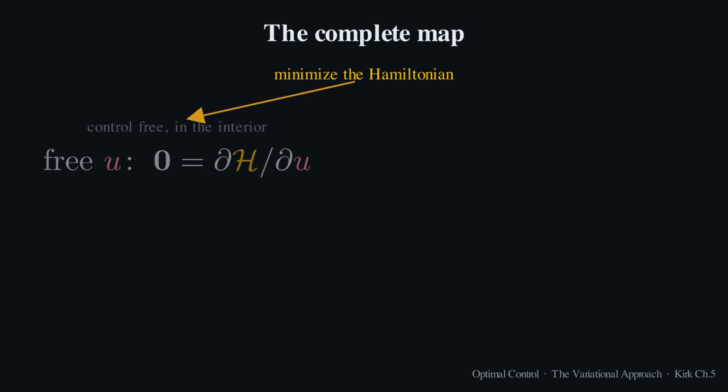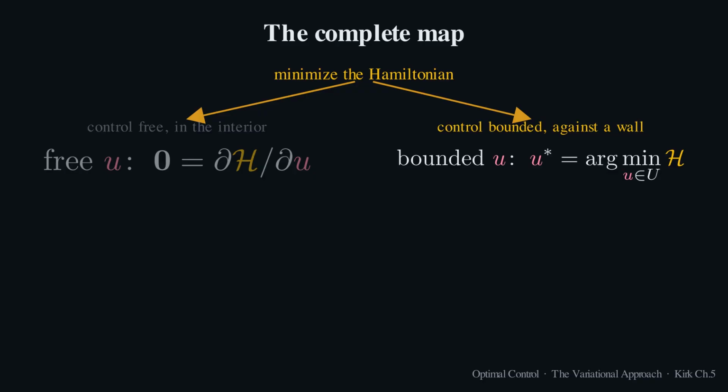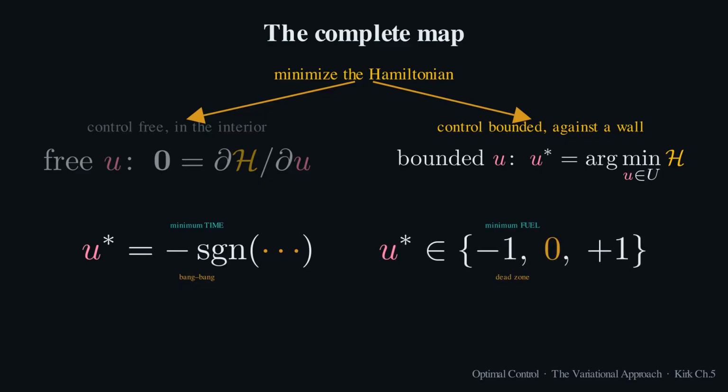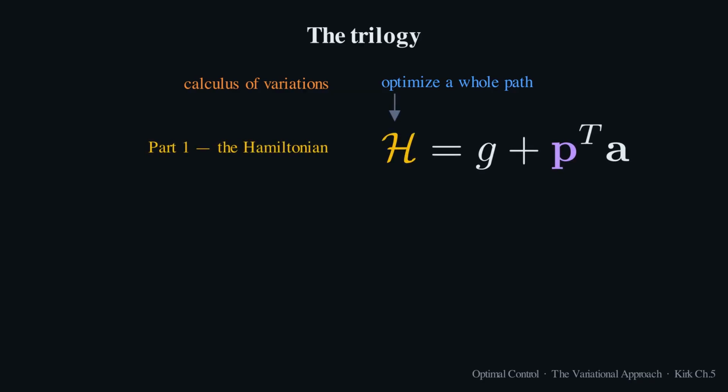So here is the complete map. When the optimal control sits in the interior, free to move, you set the derivative to 0. 0 equals the partial of H with respect to u, exactly part 1. When the control is bounded and the optimum is pressed against a limit, you replace that with the real rule. U star is the control among all admissible ones that minimizes the Hamiltonian, and the shape of the cost picks the shape of the answer. Bang bang, full effort with sharp switches for minimum time. A dead zone, coast then fire for minimum fuel.